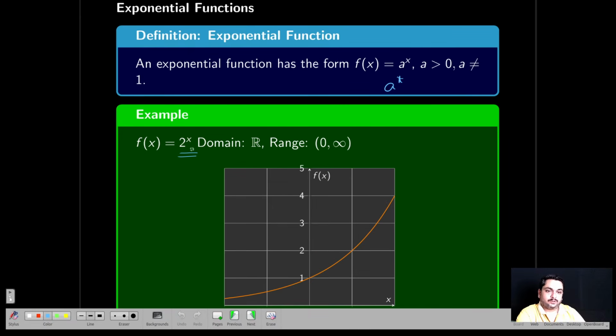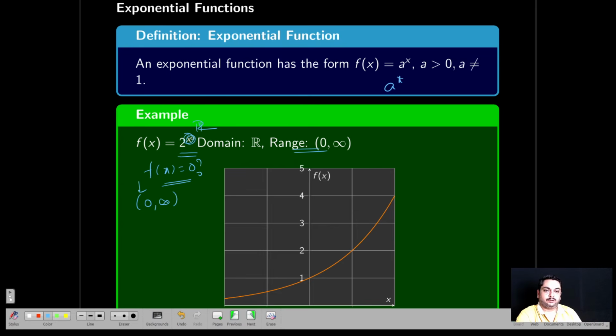Domain of 2 power x: x can take any real numbers. What is the range? Range is 0 to infinity. See, this is open. Why? You put any value here. Can you get 0? Can f of x be equal to 0?